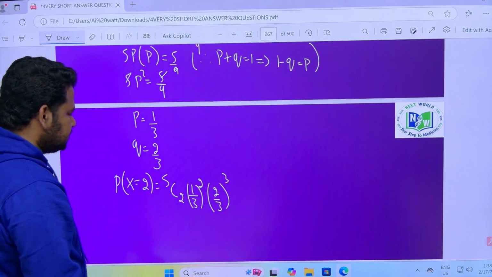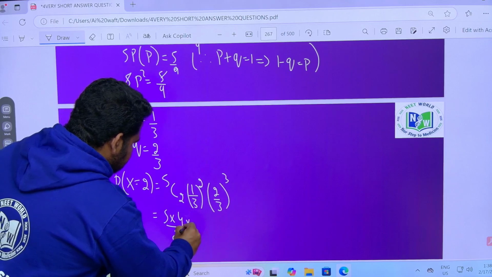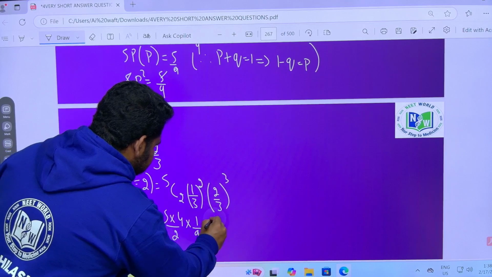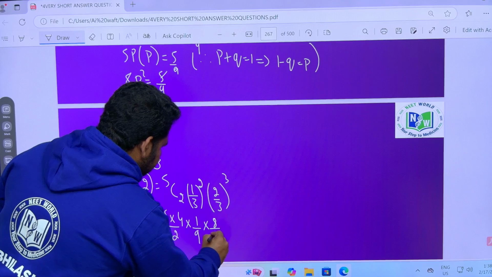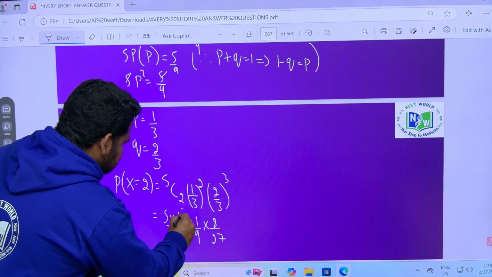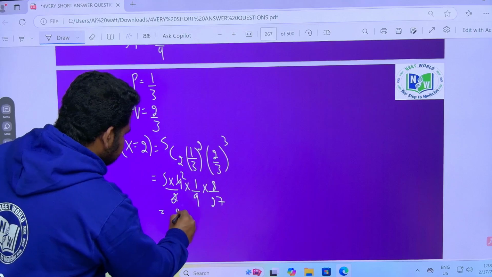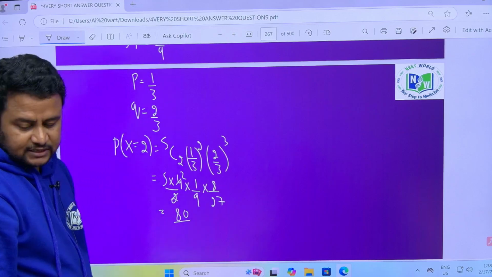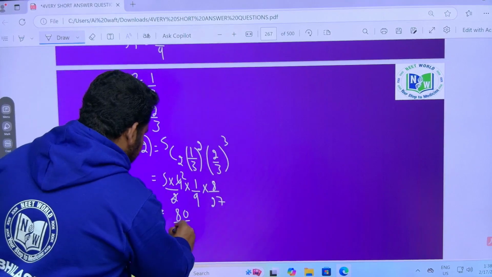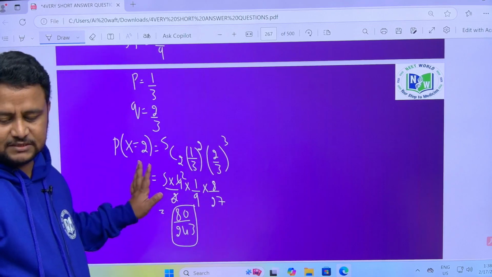5C2 is 5 into 4 divided by 2 into 1, times 1 by 9, times 2 to the power 3, which is 8, over 3 to the power 3, which is 27. So 5 2s are 10. 10 into 8 is 80. 80 divided by 9 into 27. 9 into 27 is 243. So this is the answer, friends. Very simple.